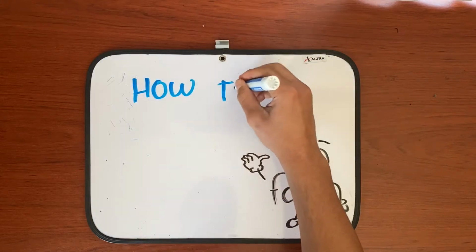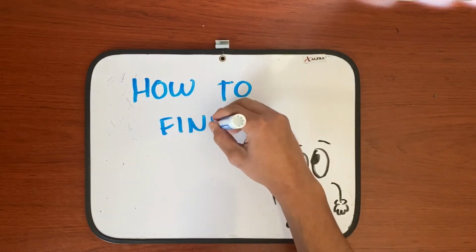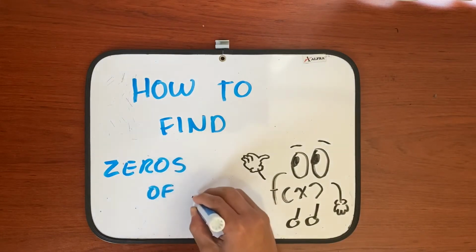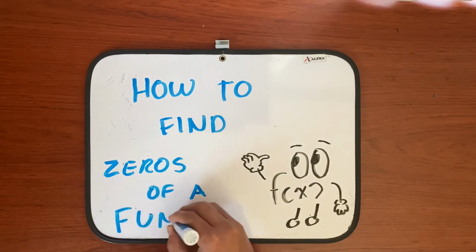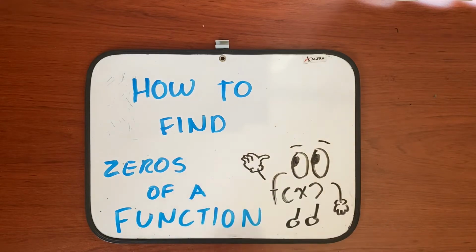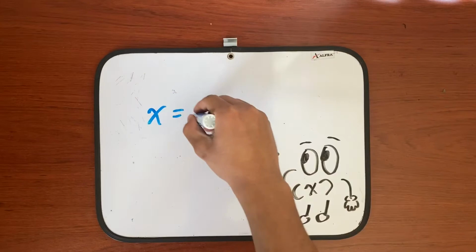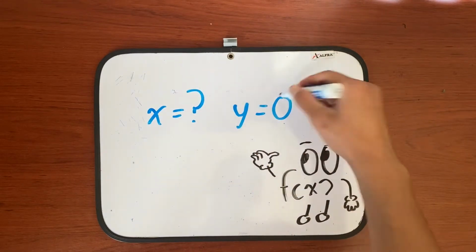Hello, my name is Armando and this is my project, a tutorial on how to find the zeros of a function. I will show you how to find the zeros of first, second and third degree functions. The zero of the function is the value of x when y equals 0.